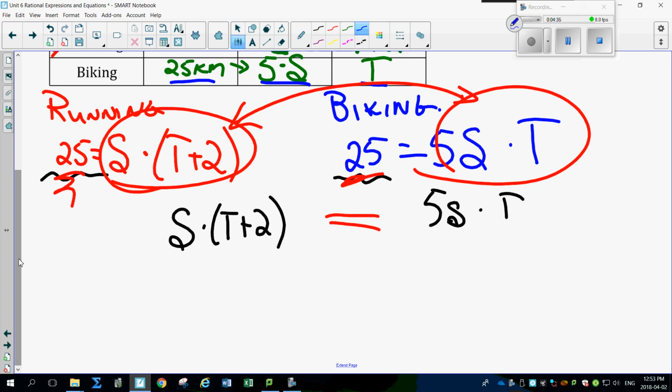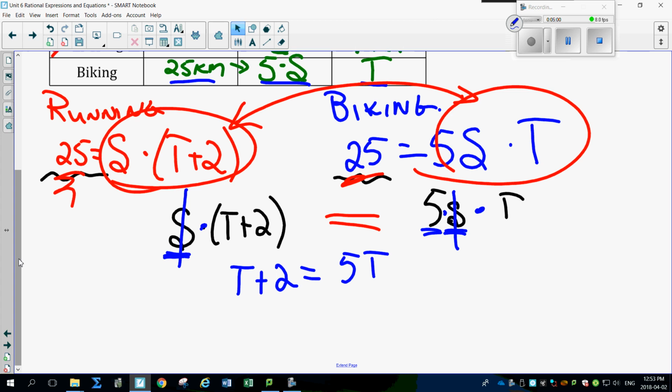Now, here's the cool part. Watch this. We all know these are all multiplications. This times this times this, and everything's cool. Now watch this. Things that are equal on opposite sides of the equal sign, guess what? Goodbye. They're canceled, right? So you have t + 2 = 5t.